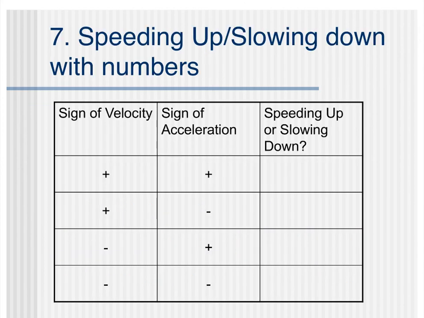Bringing this back to that idea of signs, as I was just talking about, we can determine whether or not we're speeding up or slowing down simply based off of the sign, because that sign indicates direction. So if both our velocity and acceleration are positive, we are going to be speeding up. If our velocity is positive and acceleration is negative, that's slowing down. If our velocity is negative and our acceleration is positive, that's slowing down again. And if they're both negative, they're back to being in the same direction, so they're speeding up.